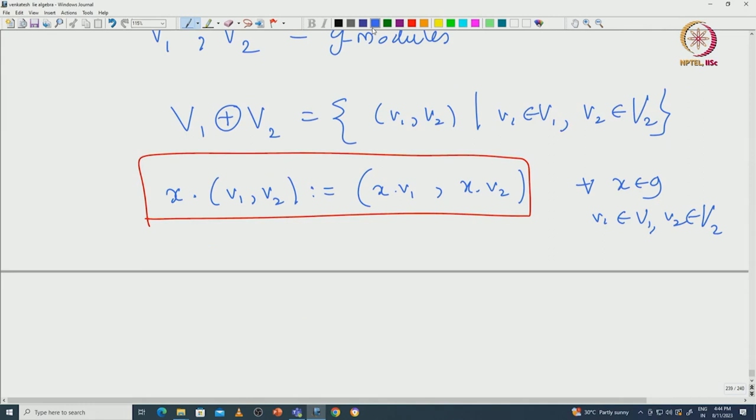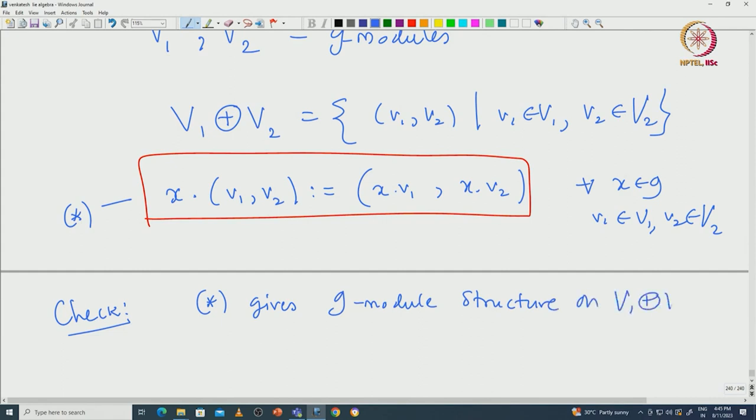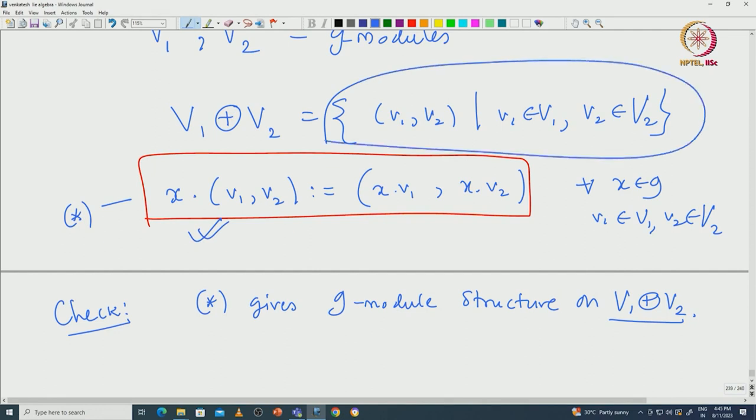That is something I will leave it to you to check: check that this star gives a G module structure on V1 direct sum V2. Whenever we write V1 direct sum V2 in this category of representations, or whenever we refer to G modules, we always assume V1 direct sum V2 as a G module with respect to this particular structure. Sometimes you can take the Cartesian product, and there could be some other G module structure on it, but whenever we write V1 direct sum V2, we always refer to this.